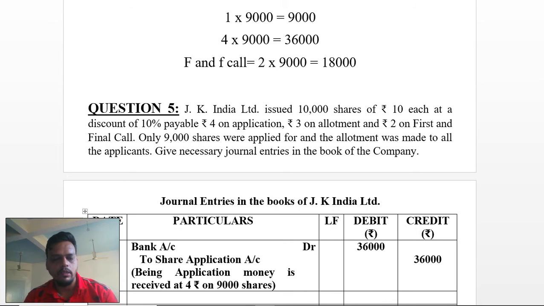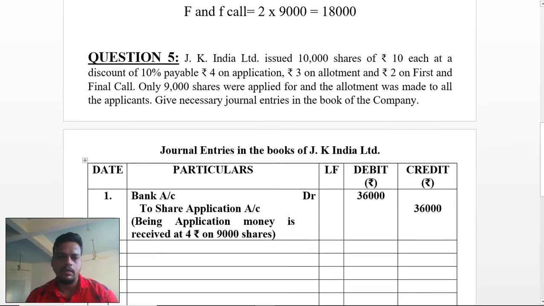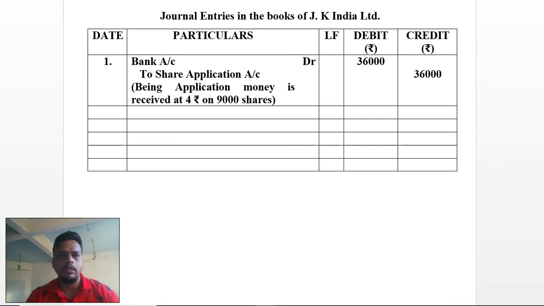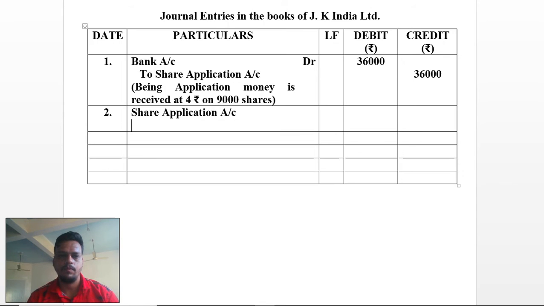Now we are going with the second entry. There may be a difficulty to see, so I'll start directly here. As first entry we have completed as bank account debit to share application. Now we have to go with the transfer of the entry. So you have to write share application account to share capital account. Here I have not mentioned debit, but it is there as debit.